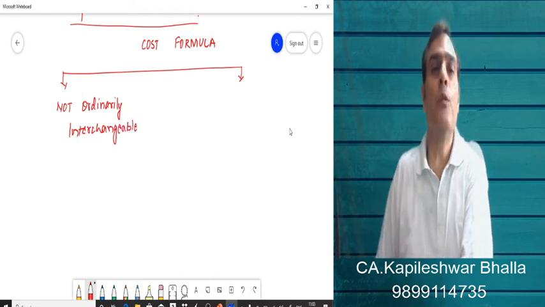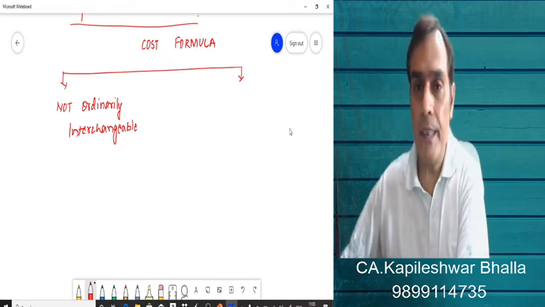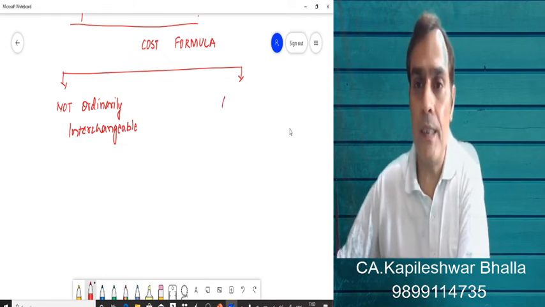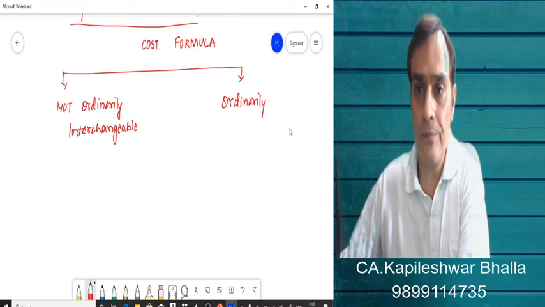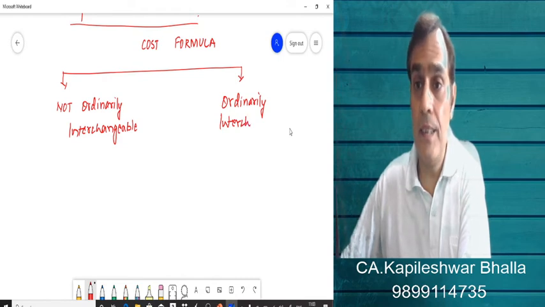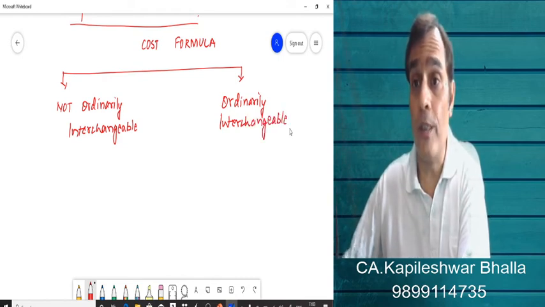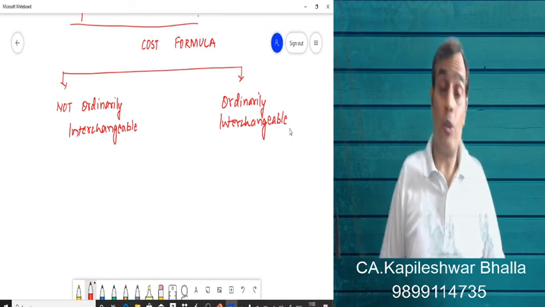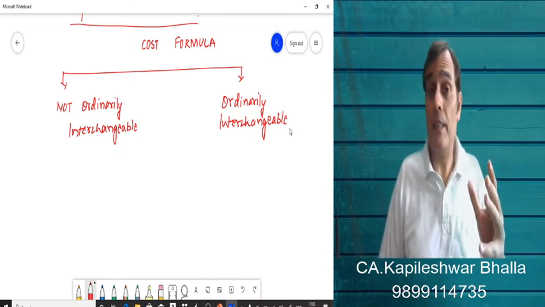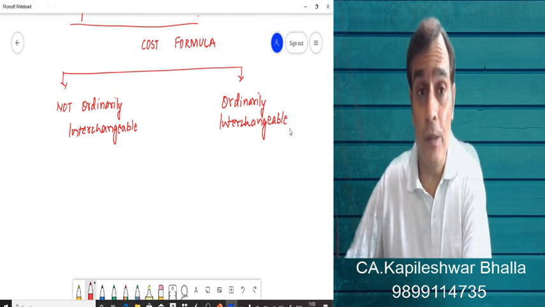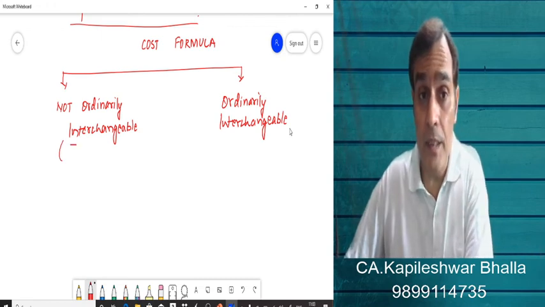So we're saying that the inventory is not ordinarily interchangeable, or we are saying it is ordinarily interchangeable. How do we decide that it is ordinarily or not ordinarily interchangeable? In this case, we are saying if it is a tailor-made product.